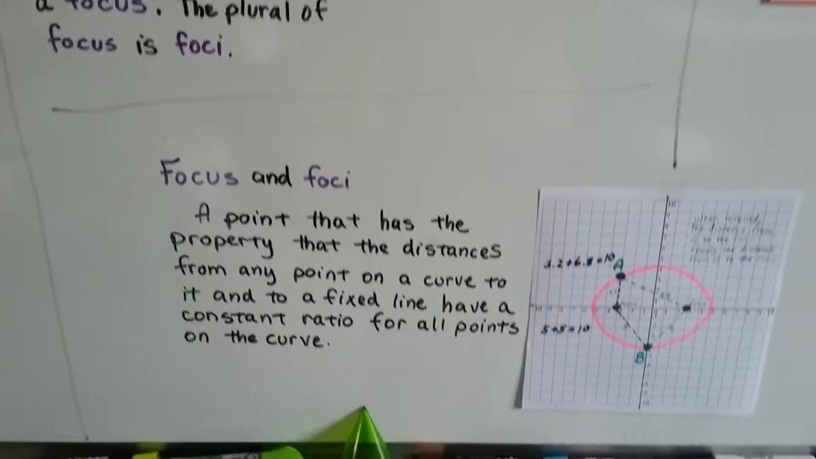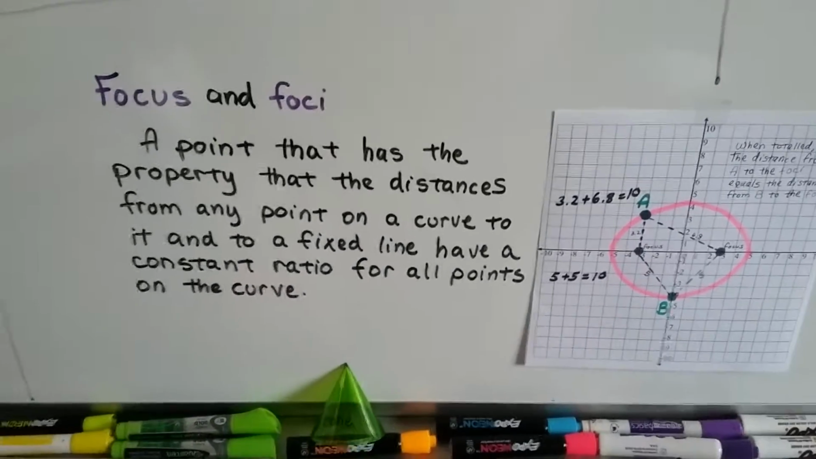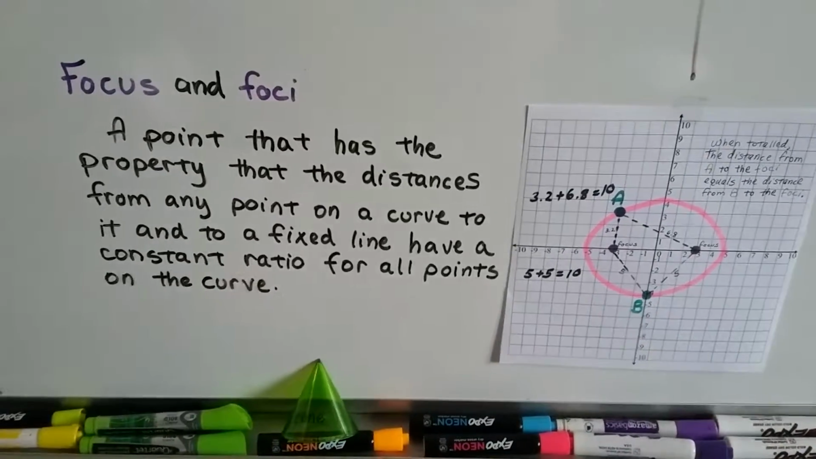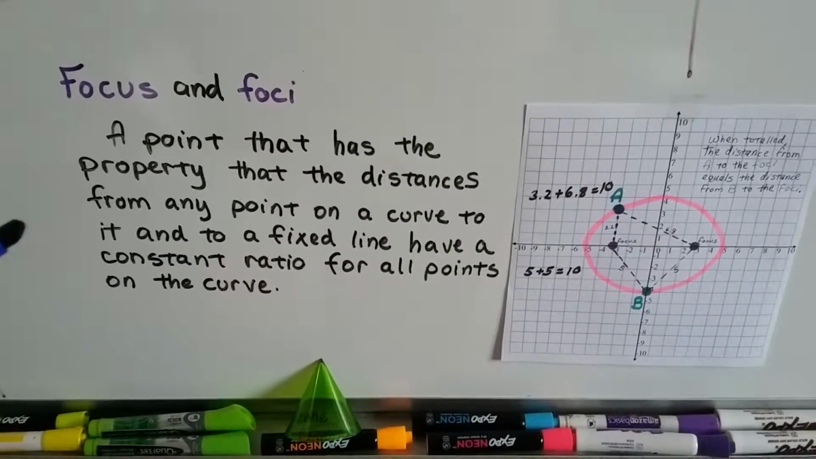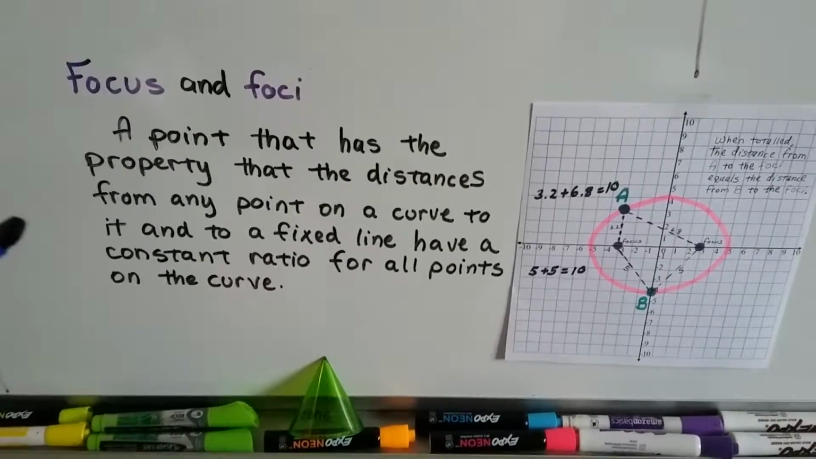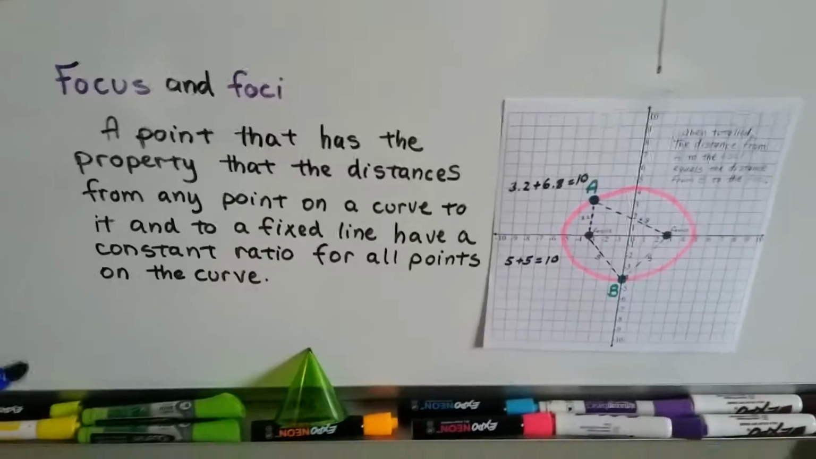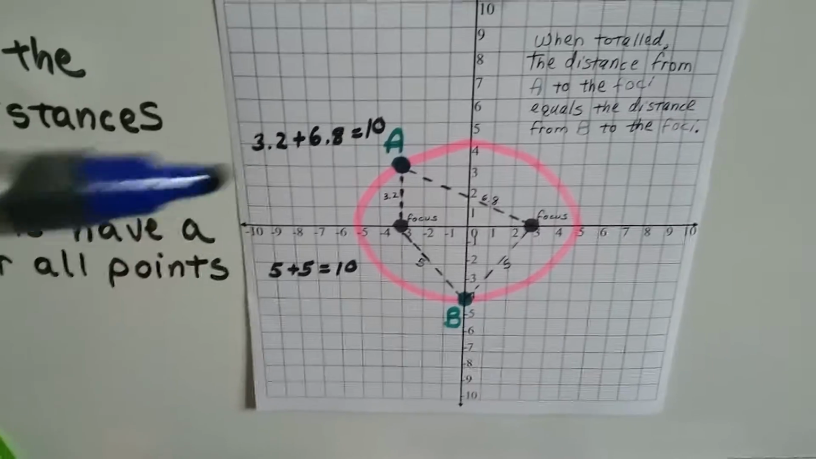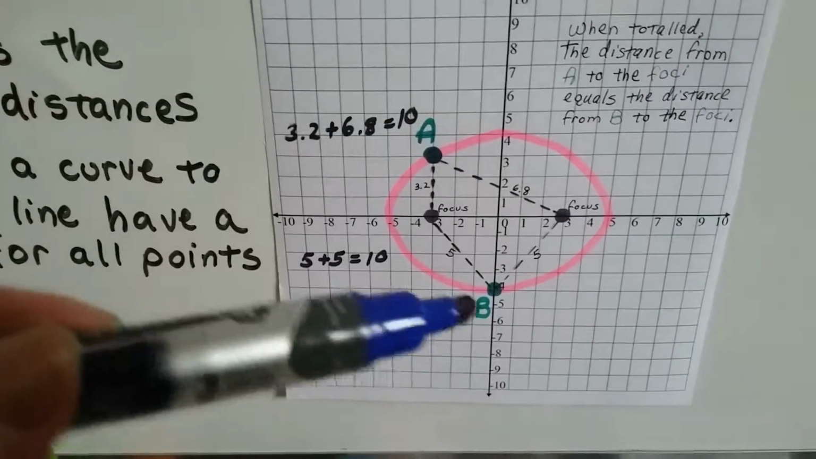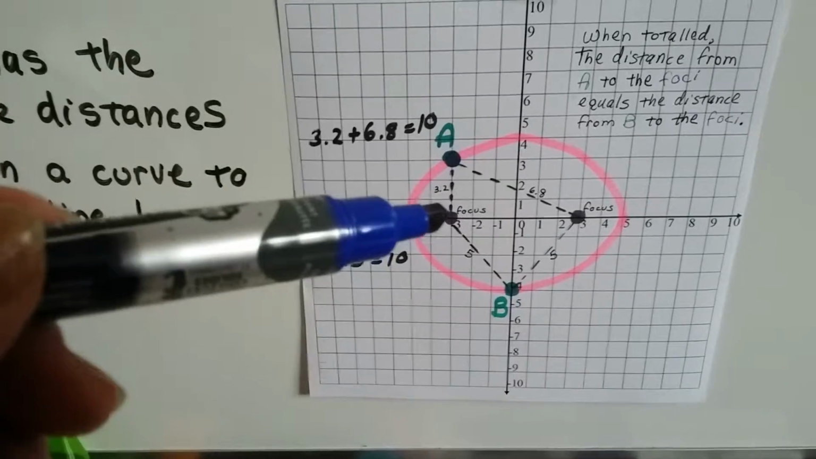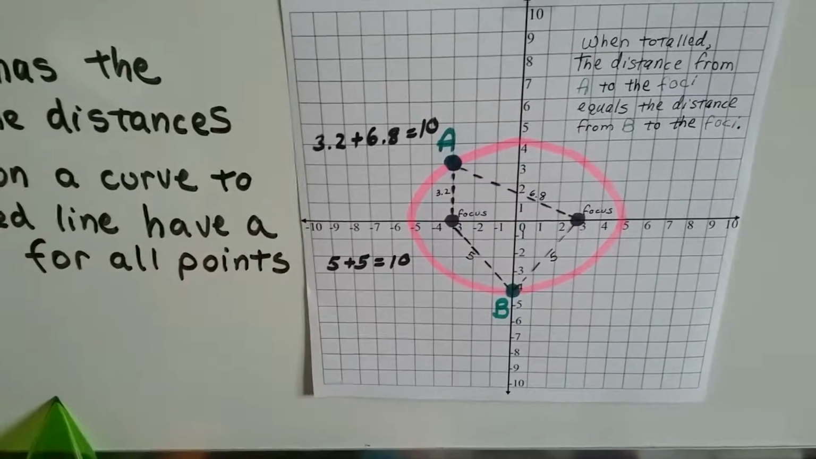Now, for focus and foci, what the heck is that, right? It's a point that has the property that the distances from any point on a curve to it and to a fixed line have a constant ratio for all points on the curve. What does that mean? Okay, we'll take a look at this drawing, all right? We've got point A on this oval and point B, all right? Here's a focus and here's a focus.